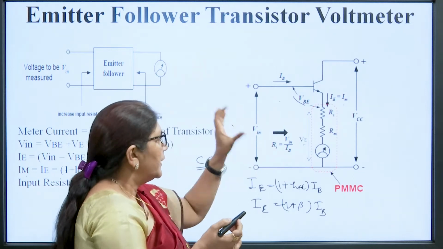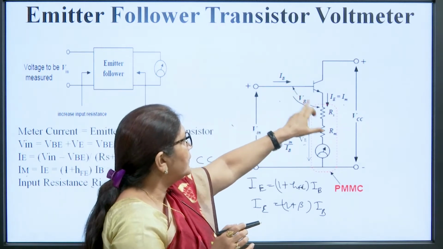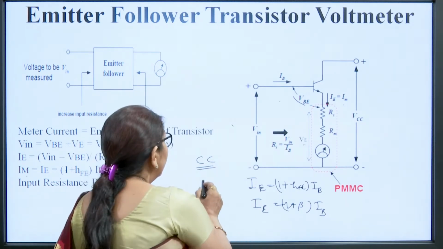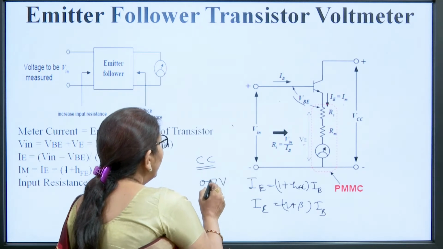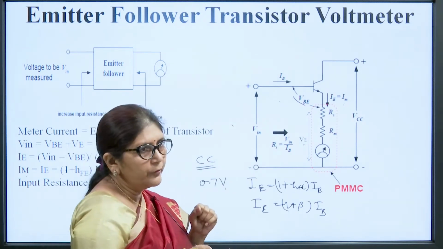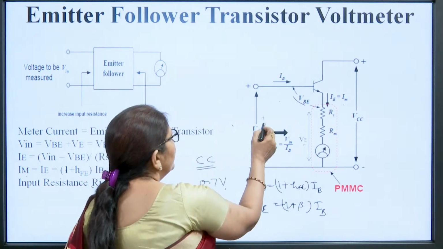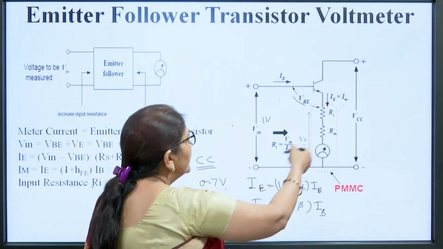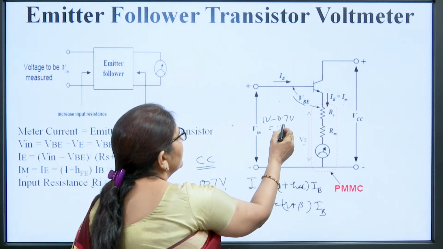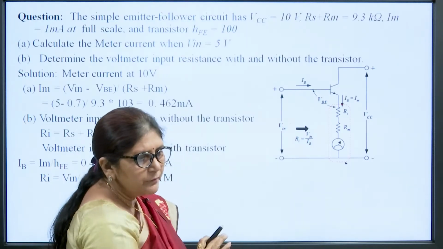The drawback of this emitter follower meter is that there is a drop of 0.7 volt between the base and emitter of this transistor. If we are using a silicon transistor, then it is 0.7 volt. So we are unable to measure voltages less than 0.7 volt. This is the main drawback. Again, if the input is 1 volt, then across the meter it will reach only 1 volt minus 0.7 volt, that is 0.3 volt. So this meter will only measure 0.3 volt. That is the main drawback of this meter.